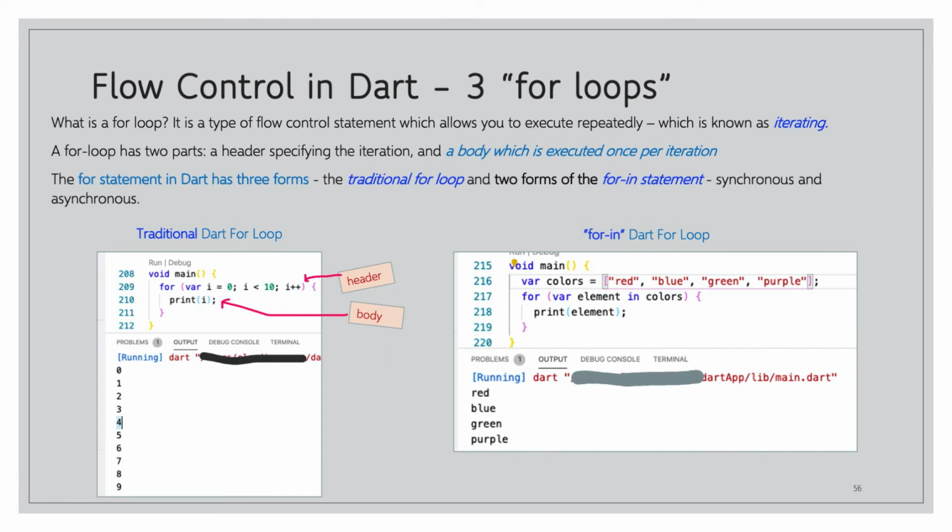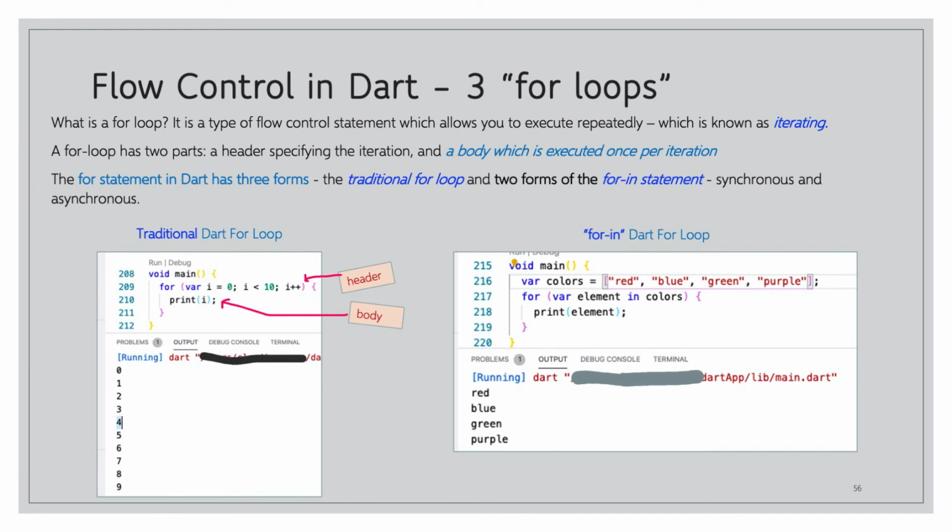Now, on the right-hand side, we have the for in Dart loop. So I have here something called a list. It's known as a collection. Some programming languages might call it an array. The variable name we give it is colors. And we have 4 elements, red, blue, green, and purple. Sorry to spring this on you, but it was important to be able to show you the for in variety.